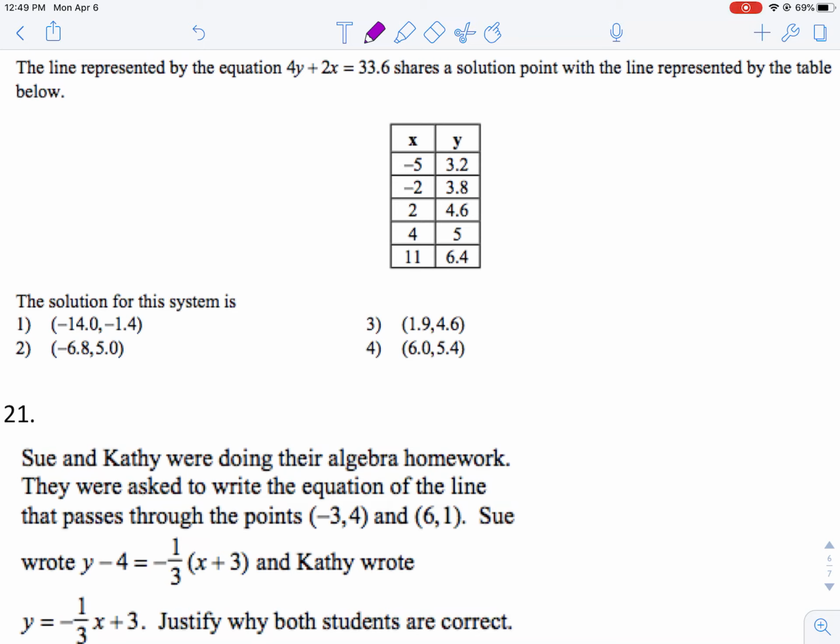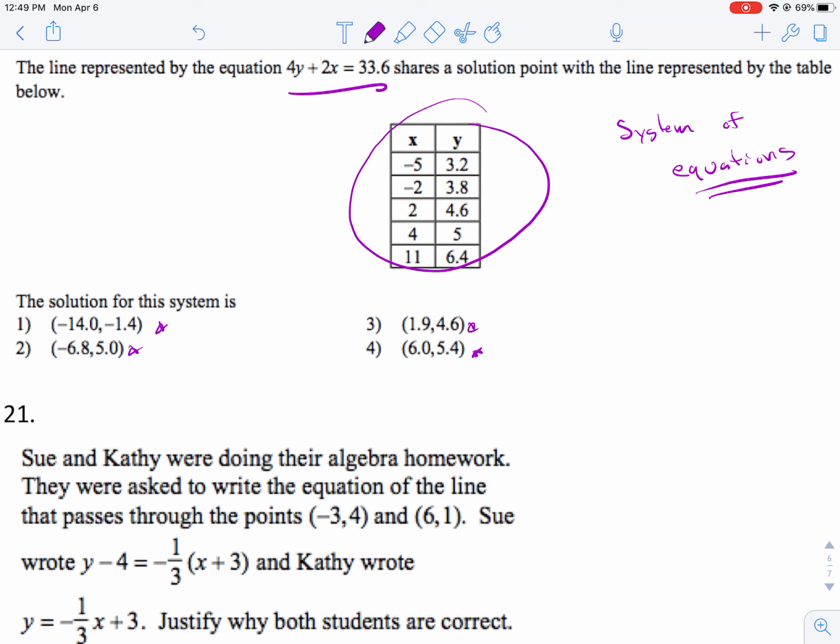Number 20. The line represented by the equation 4y plus 2x is equal to 33.6 shares a solution point with the line represented by the table below. So a solution for this system is, all right, so what we're looking for here is this point to be a solution to both of these functions. So this is kind of like a system of equations problem.